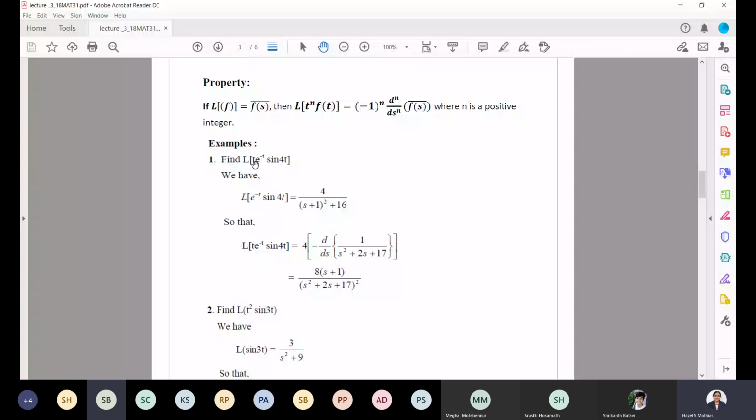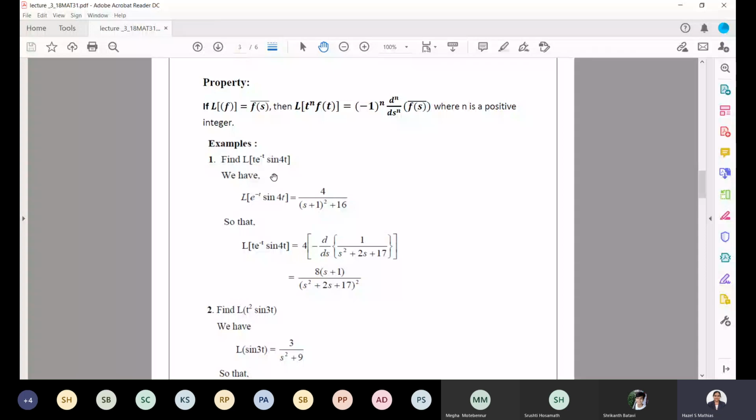So what will be the formula? Minus 1 power 1, d power 1 by ds power 1. That means minus 1 power 1 will become minus, so this will become minus d by ds of f bar of s. What is f bar of s? That is the term we have found over here.